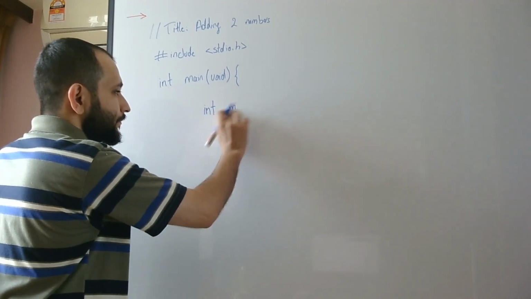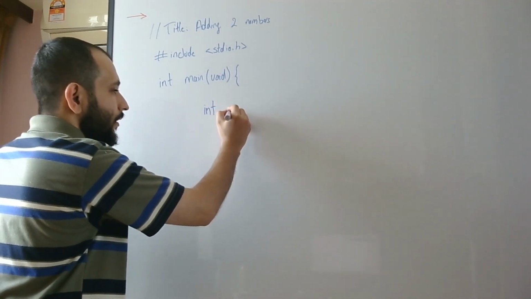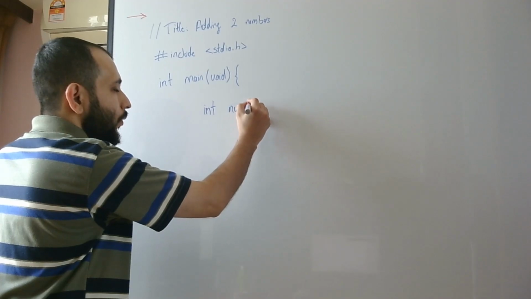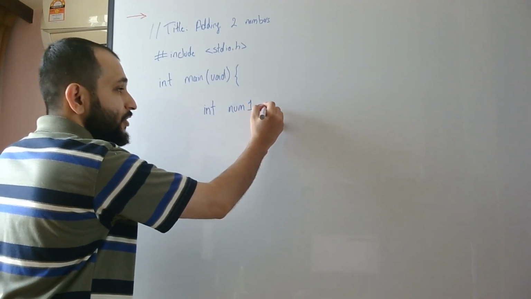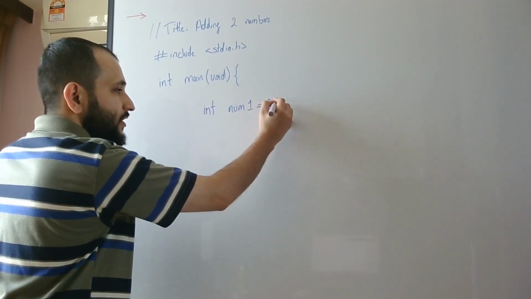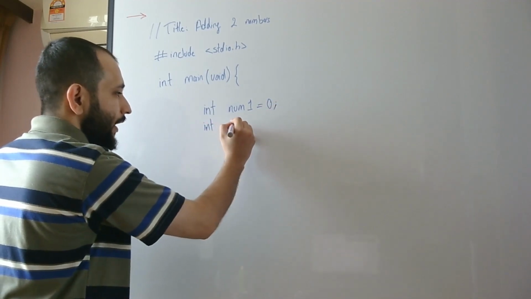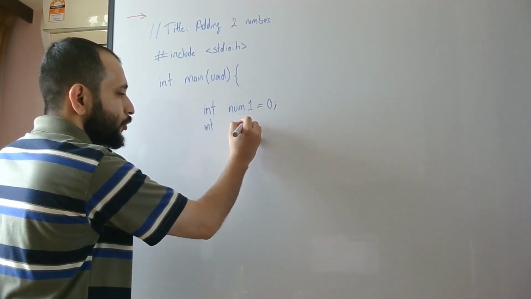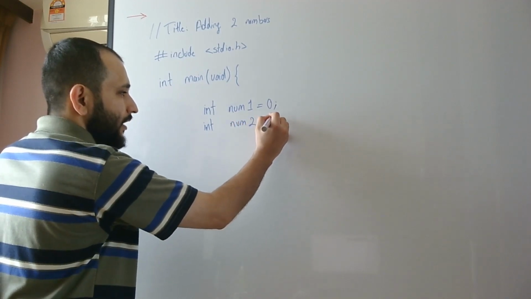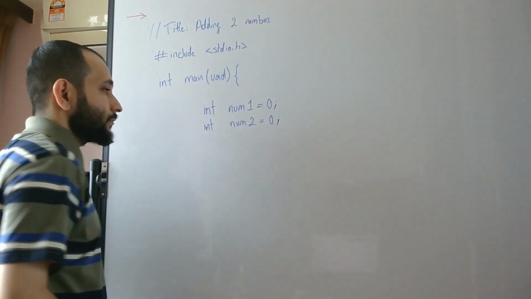Integer num1, and the initial value of num1 is going to be 0, and then another placeholder in memory, num2, and the initial value is equal to 0.